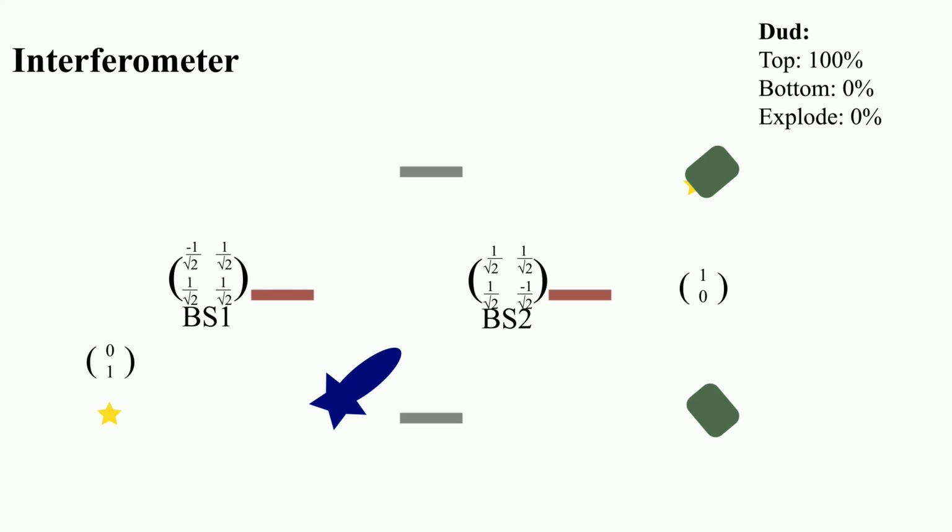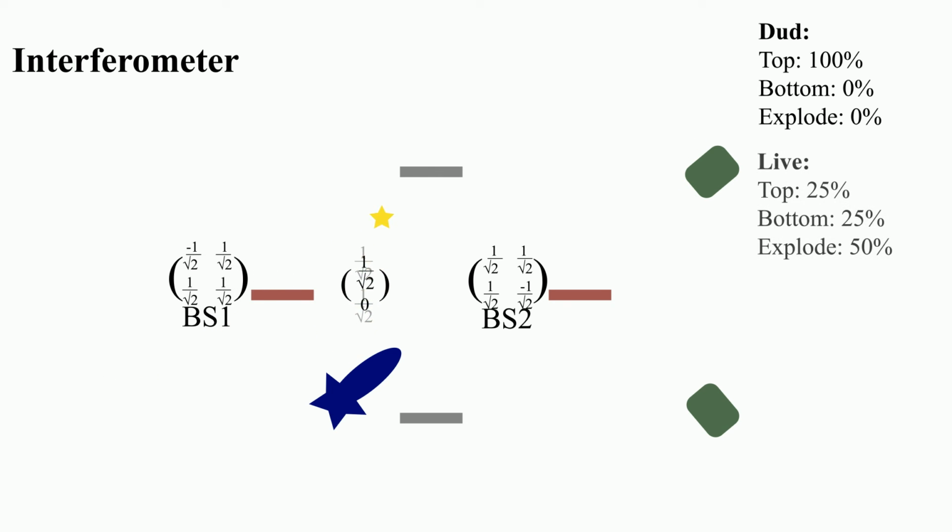If the bomb is live, it will absorb the photon and explode half the time. 25% of the time, the photon will be found in the upper beam, and 25% of the time in the lower beam. Therefore, if we find the photon in the lower beam, we know that the bomb must be live, and we haven't exploded it.